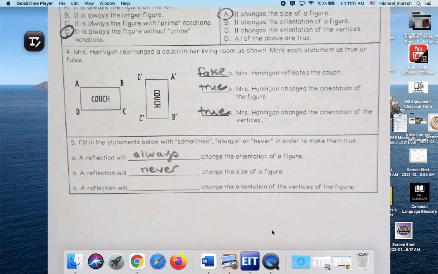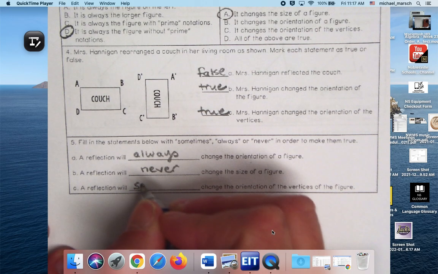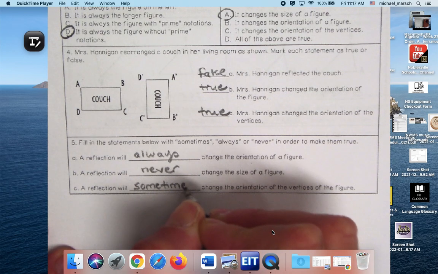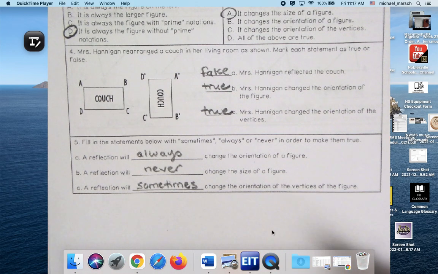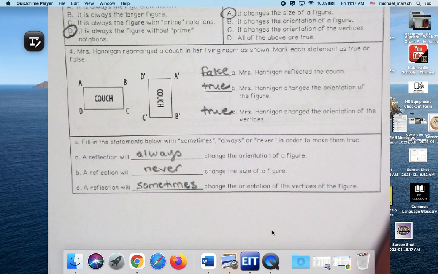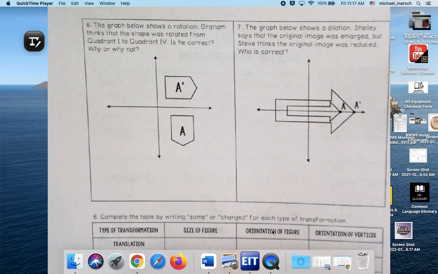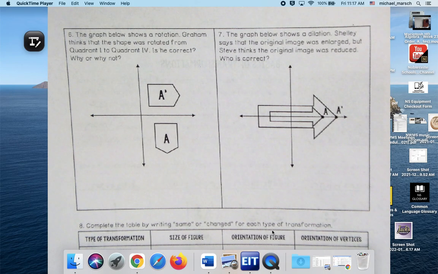A reflection will always, sometimes, or never change the orientation of the vertices. Sometimes. Depends on if it's a horizontal or a vertical reflection, so that's a sometimes. Okay, let's look at 6 and 7 up here at the top right. The graph below shows a rotation. Graham thinks that the shape was rotated from quadrant 1 to quadrant 4. Is he correct? Why or why not?